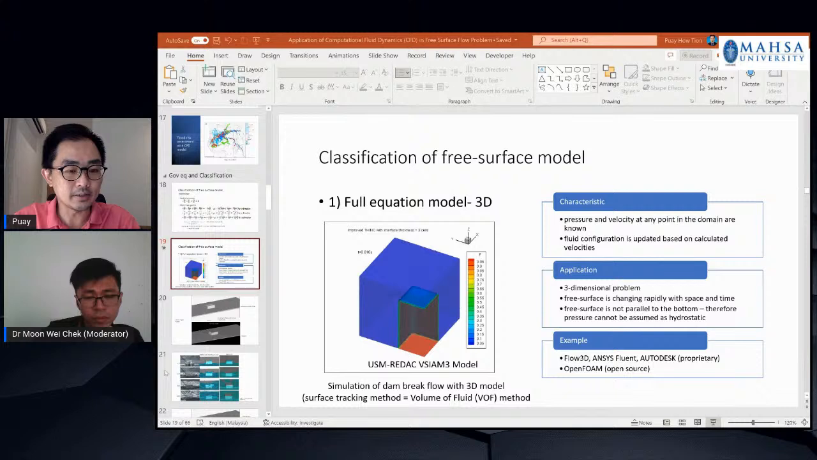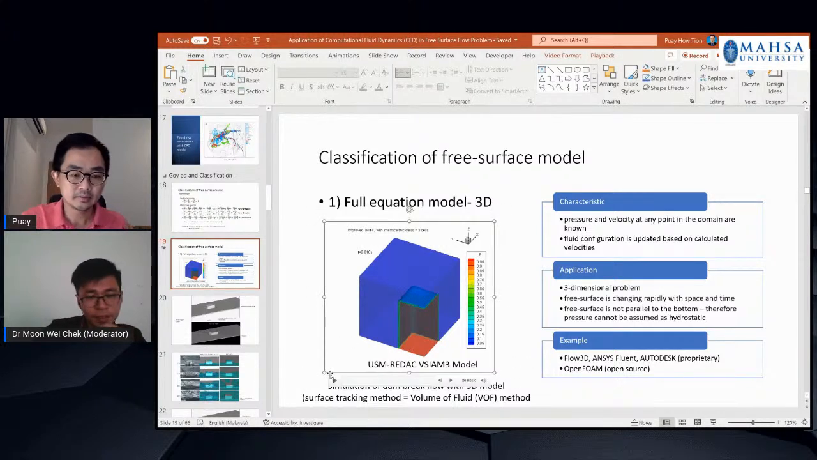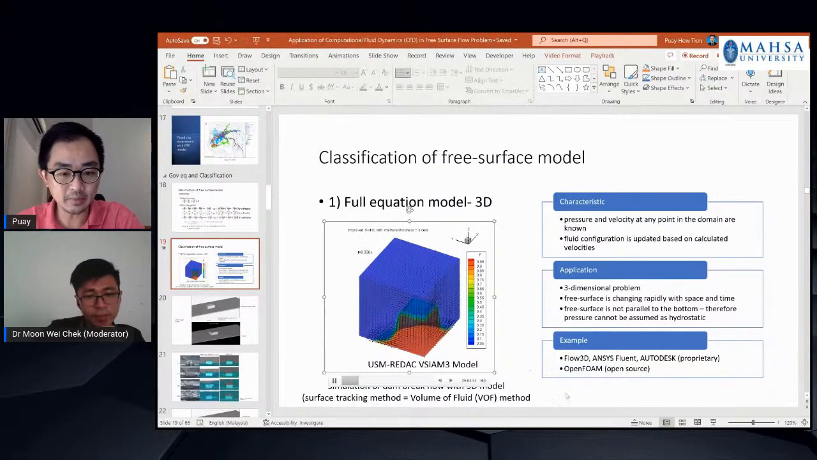For example, this is a dam break. Oops. Uh, can you see the animation of the dam break here? Dr. Moon, can you see the animation? Yes, I can see the simulation.